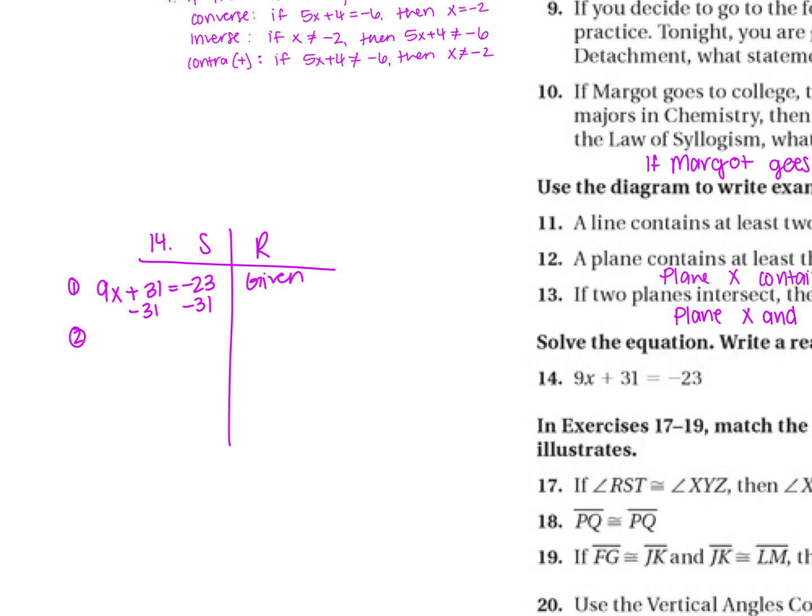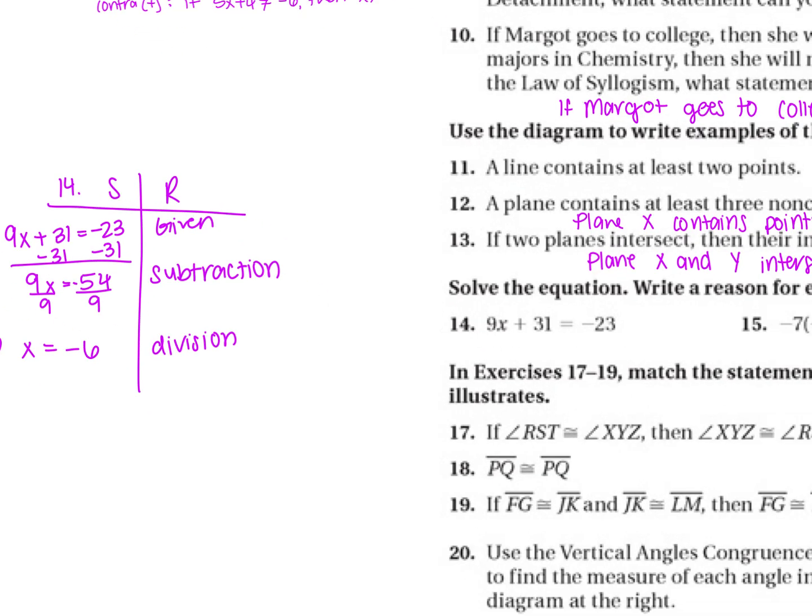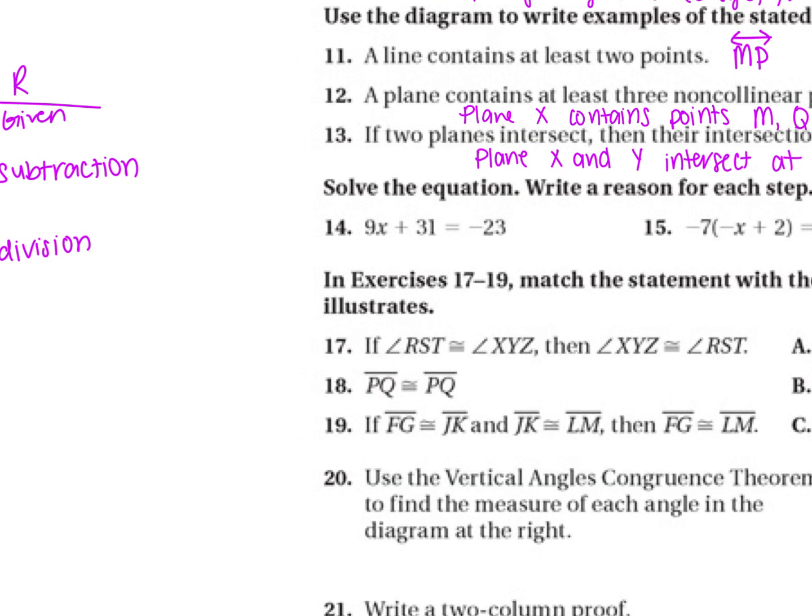So I'm going to have 9x equals negative 54. How am I getting there? This was subtraction. And then my third step is just going to be what x equals. X equals negative 6. How did I get there? Division. So we have to remember how to do proofs.